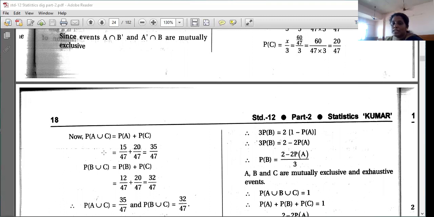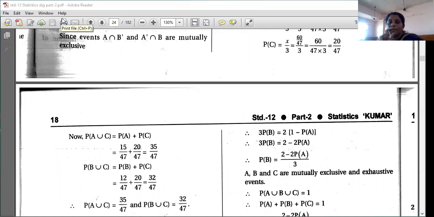So what is A union C? That is P of A plus P of C. When it is given that the events are mutually exclusive and exhaustive, your law of addition formula is different. I am explaining it again and again. The normal law of addition formula is P of A union B is equal to P of A plus P of B minus P of A intersection B.